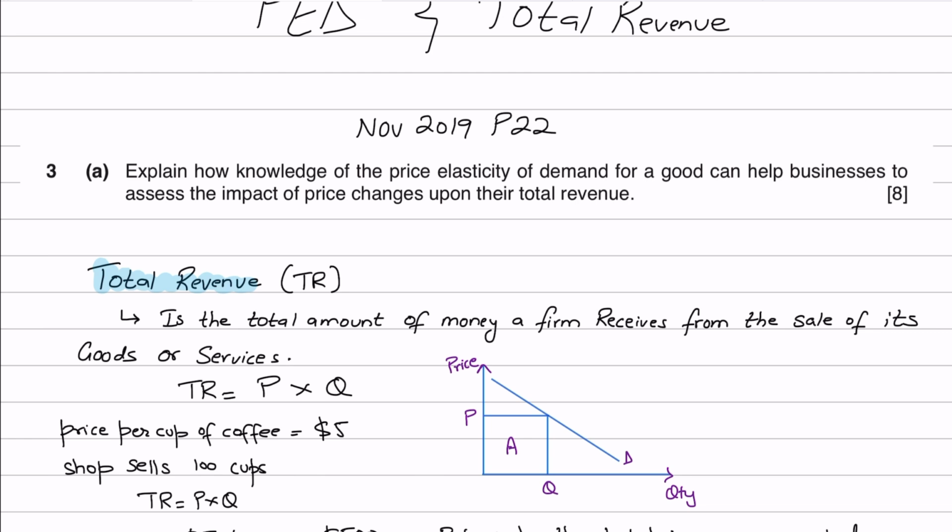Now, total revenue is basically the amount of money a firm is receiving by selling something. So if I'm selling something, whatever money that I'm receiving is revenue. Now, revenue is not profit. Once you get revenue, you deduct all the expenses from it, and that is basically your profit. So revenue does not equal profit.